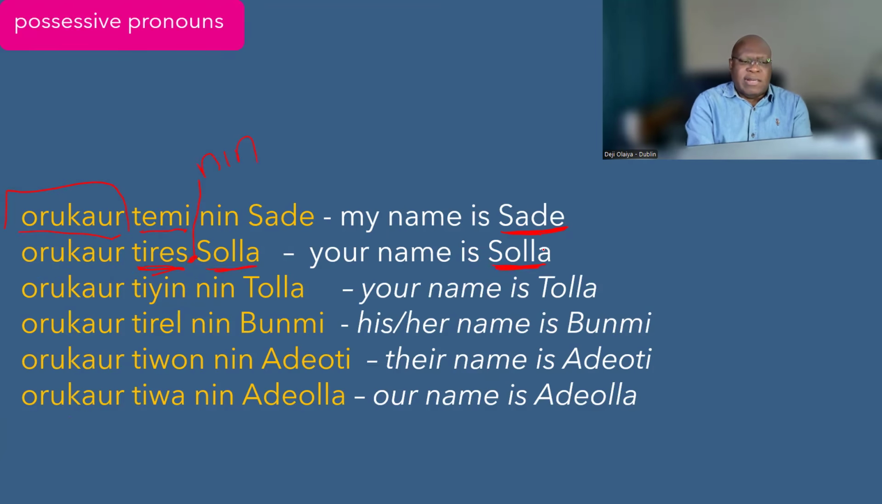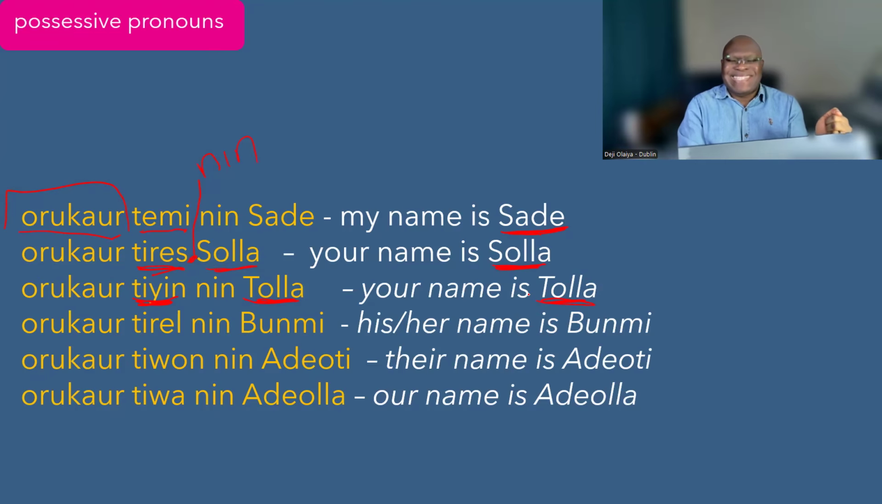Okay. Then next is orúkọ tiyín. Ti ẹ̀yin. Yours, but plural, which you use for somebody whom you respect. Orúkọ tiyín ni Tọ́lá. Tọ́lá is another name for male and female. Tọ́lá. Your name is Tọ́lá.